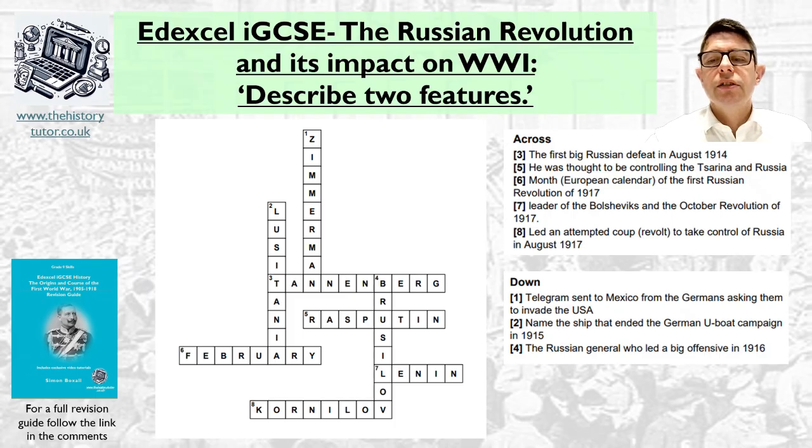And the big ship that ended the German U-boat campaign in 1915. So what I mean by that is the ship that was sunk, of course. So the Lusitania was sunk in 1915, and the Americans suggested they might join the war, so the Germans backed down on their U-boat campaign.